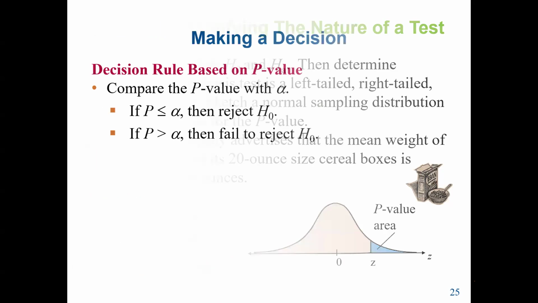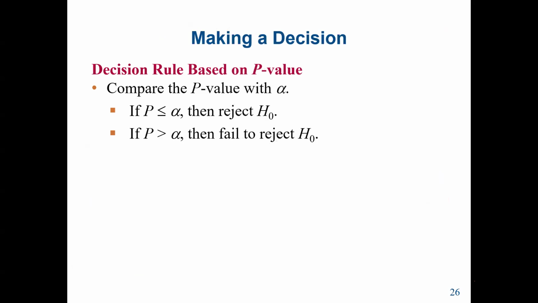Okay, let's keep going. Here they are teaching us how to make the decision now. So compare the p-value with alpha. As we said earlier, if the p-value is less than or equal to alpha, then we are going to reject H0. If p is greater than alpha, then we fail to reject H0.